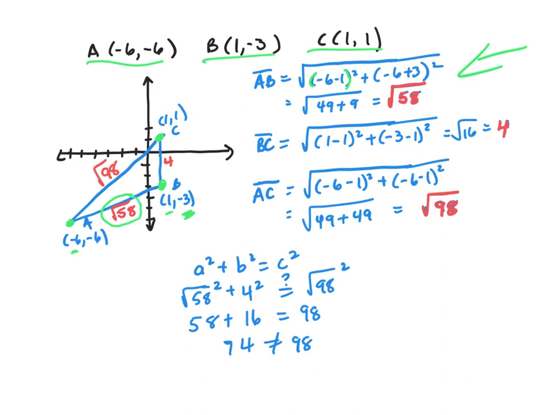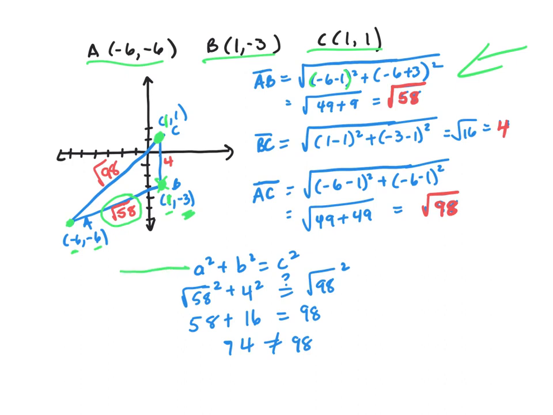And then I found the difference between B and C. And that's difference in your x's plus the difference in your y's. And that was 1 minus 1 squared, and then negative 3 minus 1, and that gave me a 4. And then I found the distance between A and C, which looks like that would be the hypotenuse if it is a right triangle, because that's the longest side. And that was negative 6 minus 1, negative 6 minus 1, and that gave me square root 98.